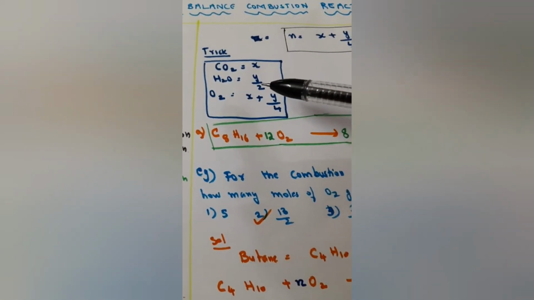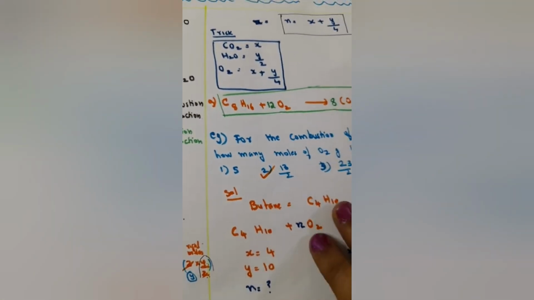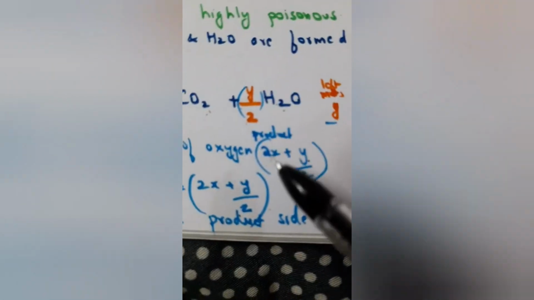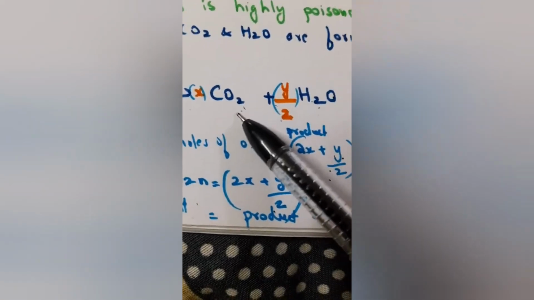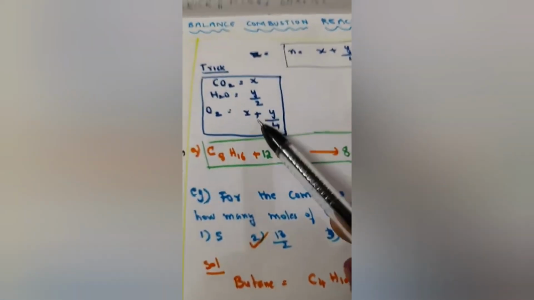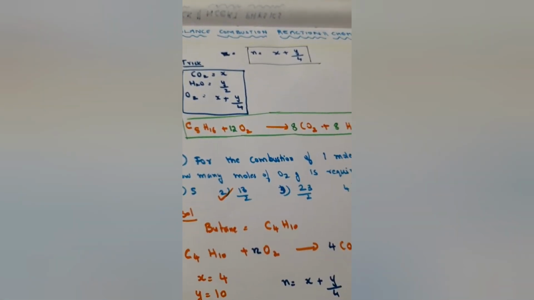Now, what is the trick? We got carbon dioxide that is x, water that is y by 2, and oxygen is x plus y by 4. You have to remember this. You remember all these tricks. Now we will try to balance one equation based on this.